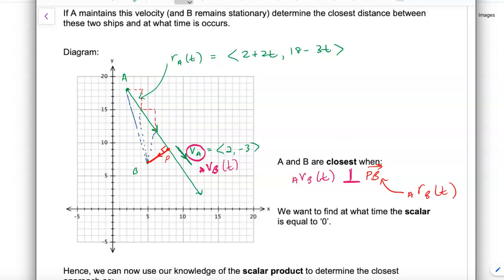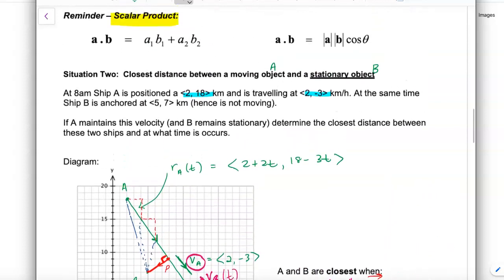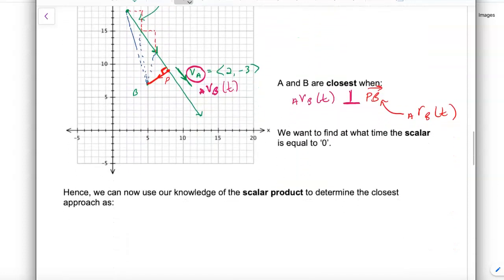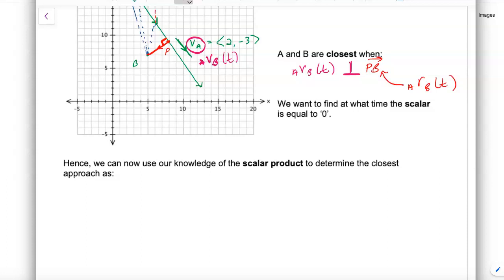And when we know that we've got the scalar product and two things are perpendicular, the angle between them is 90 degrees. And going back to what we know about the scalar product, when the angle between the vectors is 90 degrees, the cos of 90 is 0, which means we want to know when the scalar product is equal to 0. And that's between the velocity and this displacement of A relative to B.